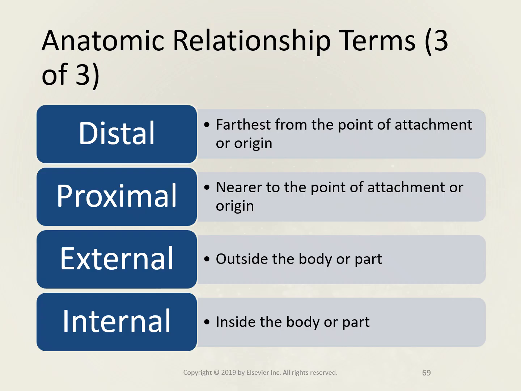Distal means further from the point of attachment. Proximal means closer to the point of attachment. External means outside of the body. Internal means inside the body. Okay? We like to think of the bones as being internal. Sometimes the bones become external, and then that is a compound or open fracture situation.